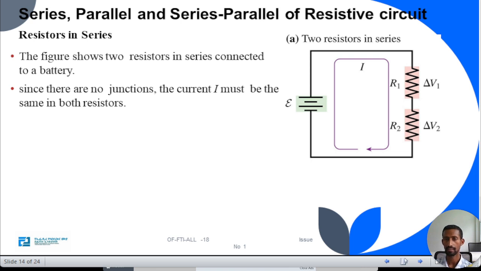What are series and parallel resistive circuits? Let's see how we can connect resistors in series. As you can see from this figure, two resistors are connected to a battery. Since there is no junction, the current I must be the same in both resistors. There is no junction or branch in the circuit, so the current passing through R1 is the same as that of R2.